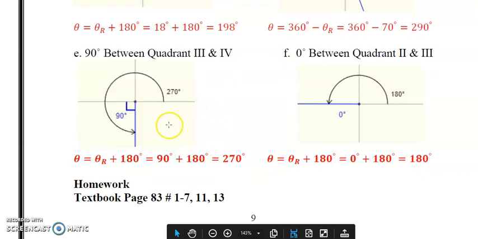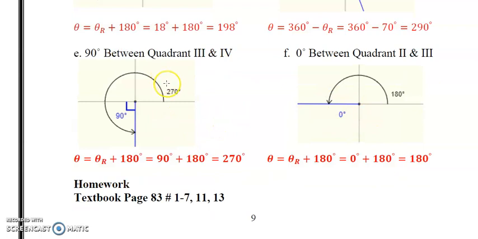Sorry about that, folks. I just fixed the 2 screens there. I just had these interchanged, so I just swapped these. So 90 degrees between quadrant 3 and 4: there's quadrant 3, there's quadrant 4, there's 90 degrees in between. So that means our principal angle would be 270. And 0 degrees between quadrant 2 and 3: there's quadrant 2, there's quadrant 3, and 0 degrees in between. So obviously the principal angle is 180.